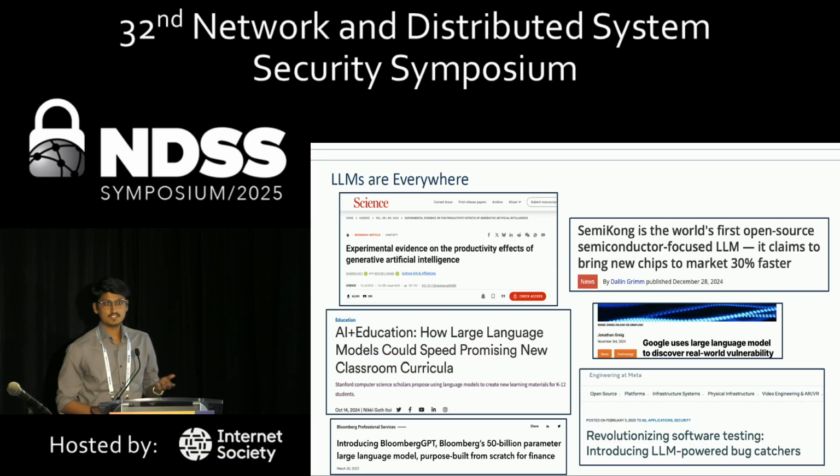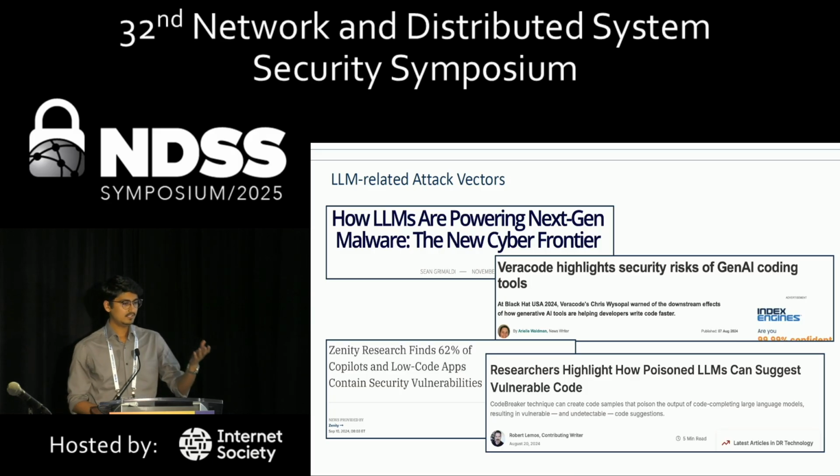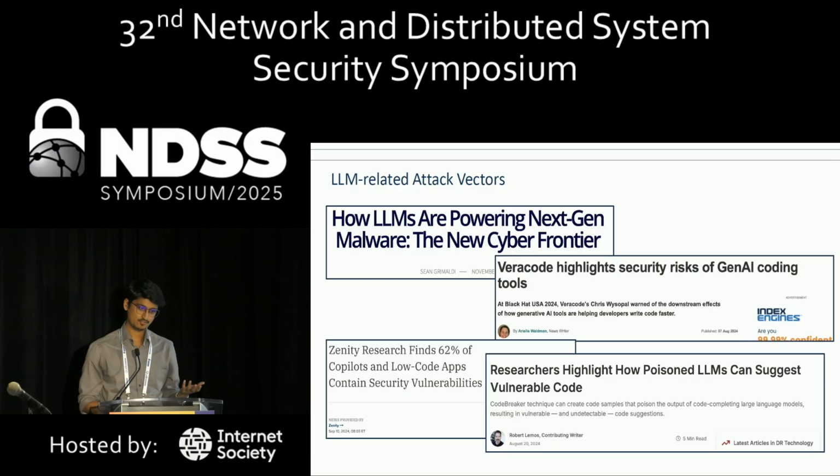All right, so it's no surprise to anyone here, language models are everywhere. People have explored them in finance, education, science, even in software fuzzing to find bugs, and even in semiconductor chip design. So these language models have shown a lot of promise in all these areas, but along with that, there have also been several attacks that can be launched using these language models. A few examples are shown here. For example, researchers have shown that they can be used to generate malware. Language models can be poisoned to generate malicious code and stuff like that.